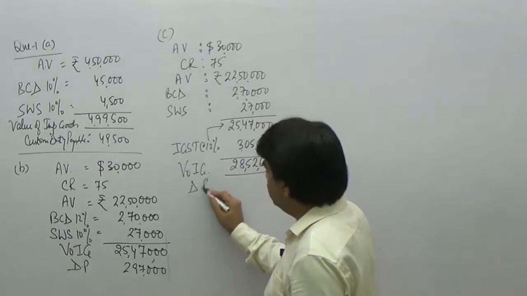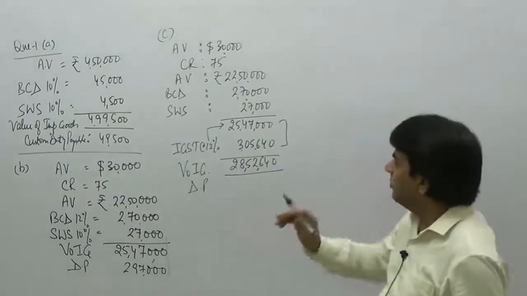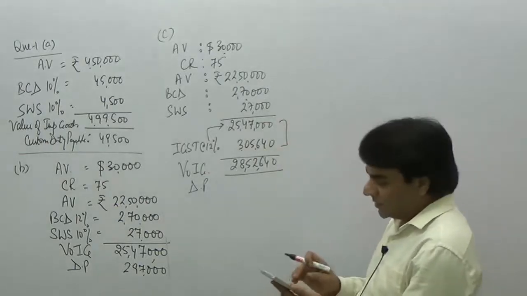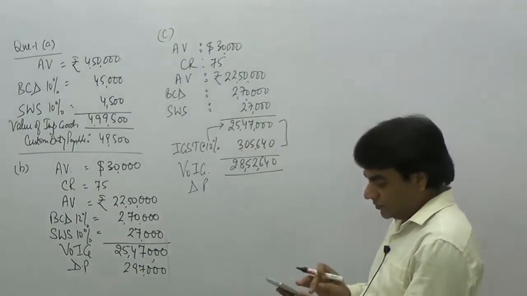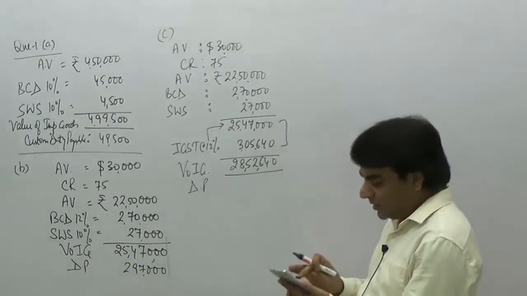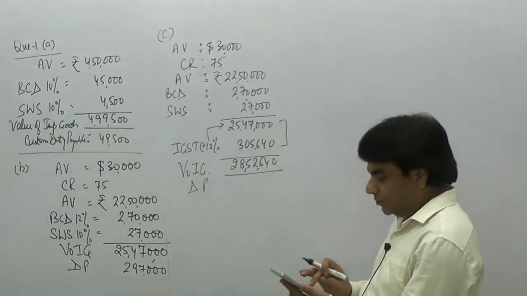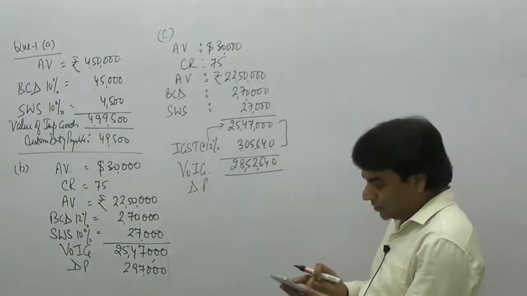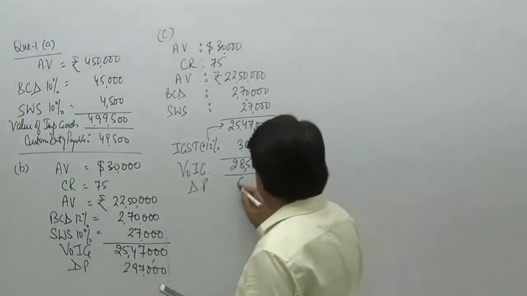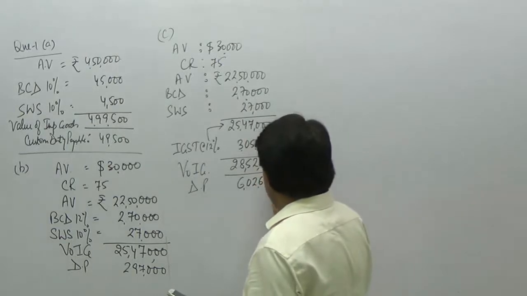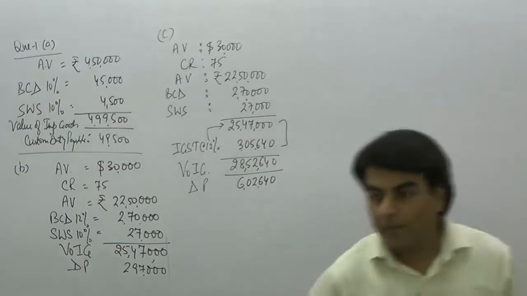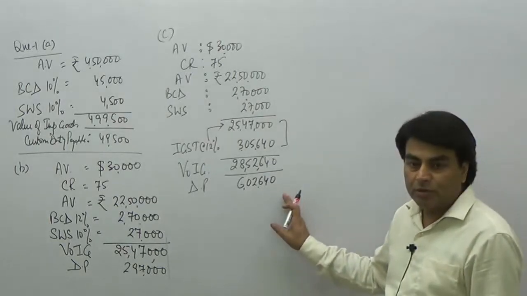What is the amount of duty payable? The amount of duty payable would be this plus this plus this. So this is 270 plus 27, 297, plus 305,640. This comes to 602,640. This is the amount of duty payable in this case. Okay. So no problem here.